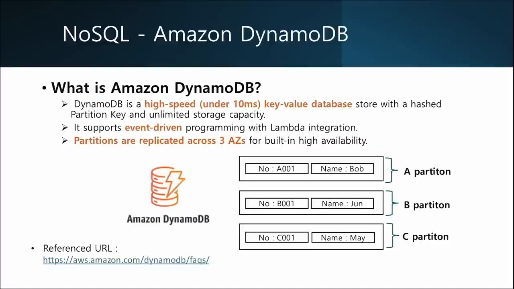Next, let's learn about Amazon DynamoDB, the most widely used NoSQL DB in AWS. Amazon DynamoDB is a key-value database service. It is a service that supports fast key-value access and is often used in conjunction with event-driven services such as Lambda. As you can see in the picture, each item is partitioned through the partition key, and these partitions are replicated to 3 AZs for availability.